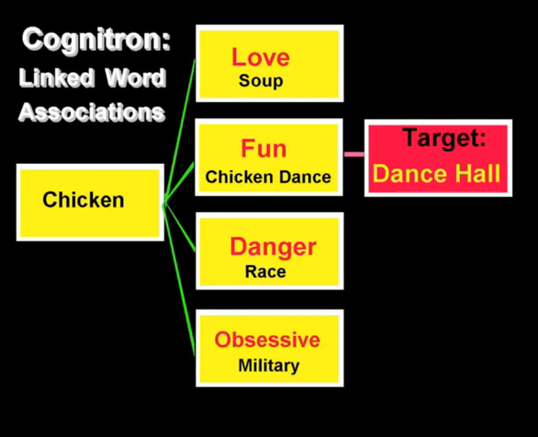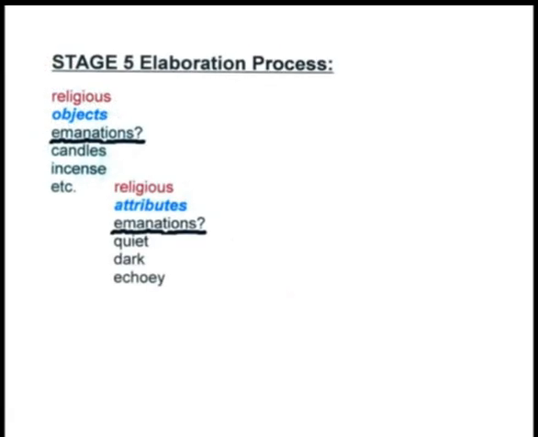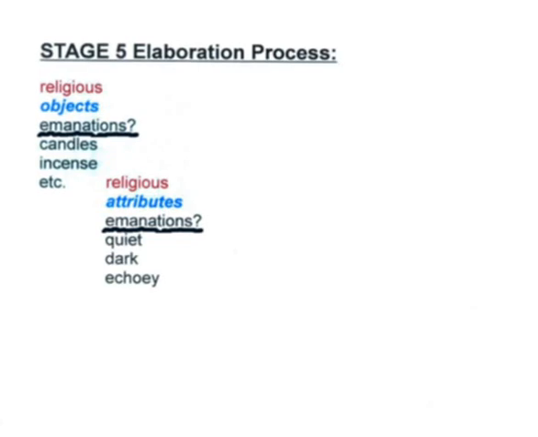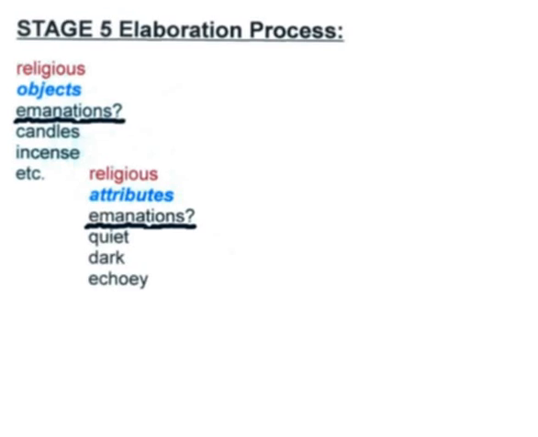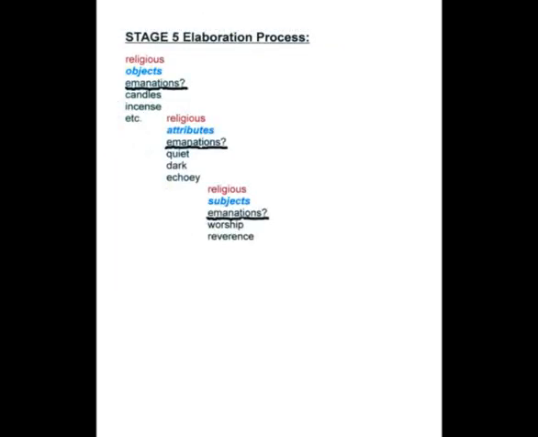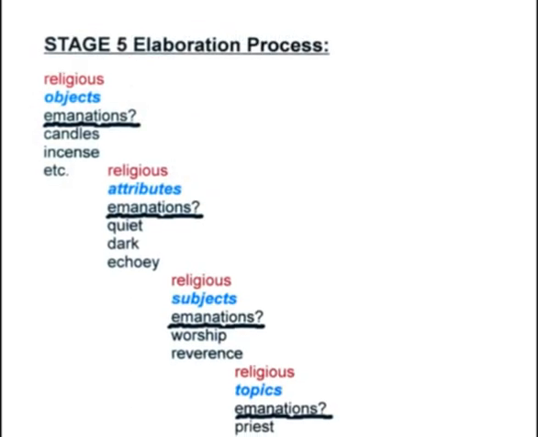On the Stage 5 worksheet, enter the key word on the page under the Objects heading, and the word emanates, or data, and then add a question mark. Enter the words bubbling up to you from your associations. Then enter the key word under Attributes in emanates or data with the question mark and write any words that come to you from your association. Do the same under subjects, and then under topics. This is how a typical stage worksheet will look.